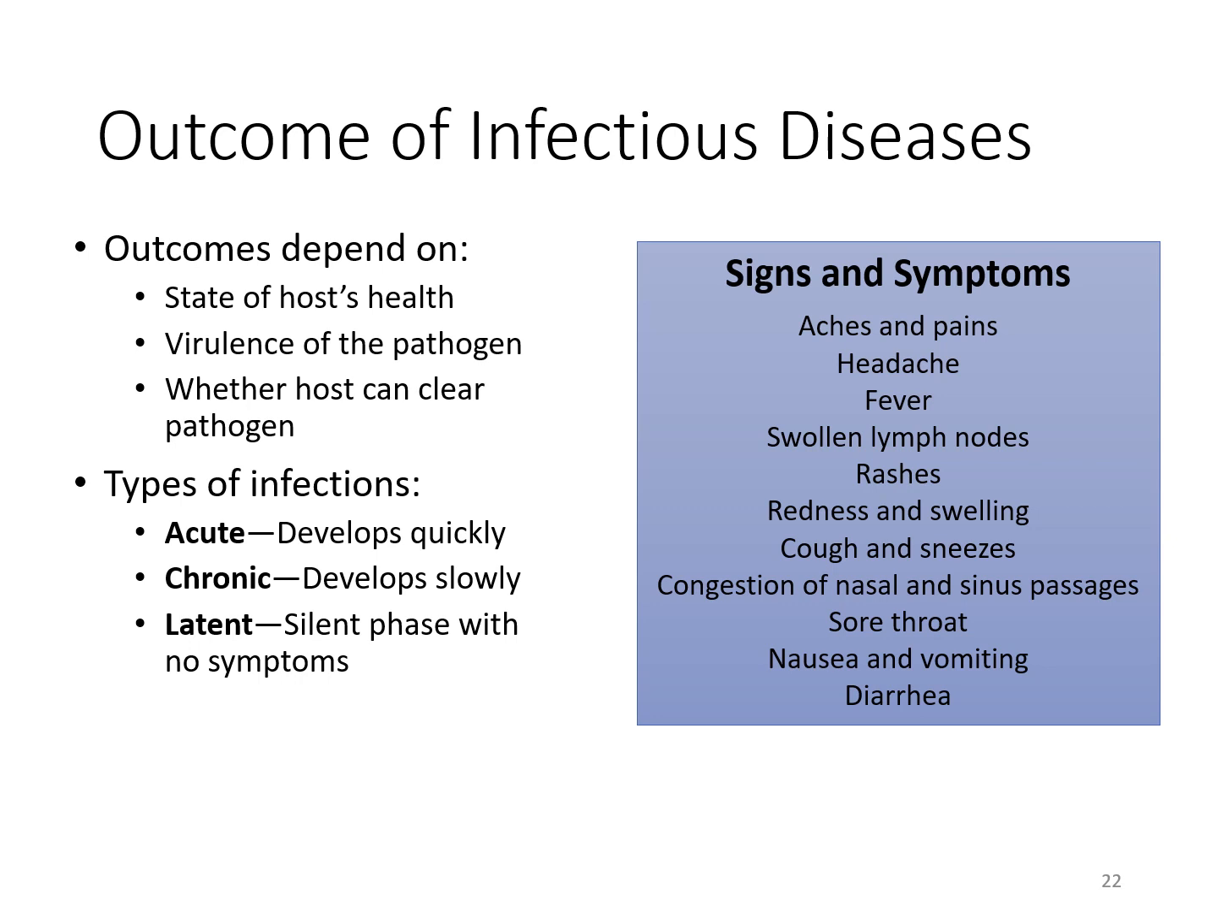Some of the signs and symptoms that can indicate an infection would include aches, pains, headaches, fever, swollen lymph nodes, rashes, any sort of sign of inflammation like redness, swelling, or heat at the site, coughing, sneezing, congestion, sore throat, nausea, vomiting, diarrhea. So a lot of these can indicate many illnesses, but they can also be a sign of an infection from a microorganism.